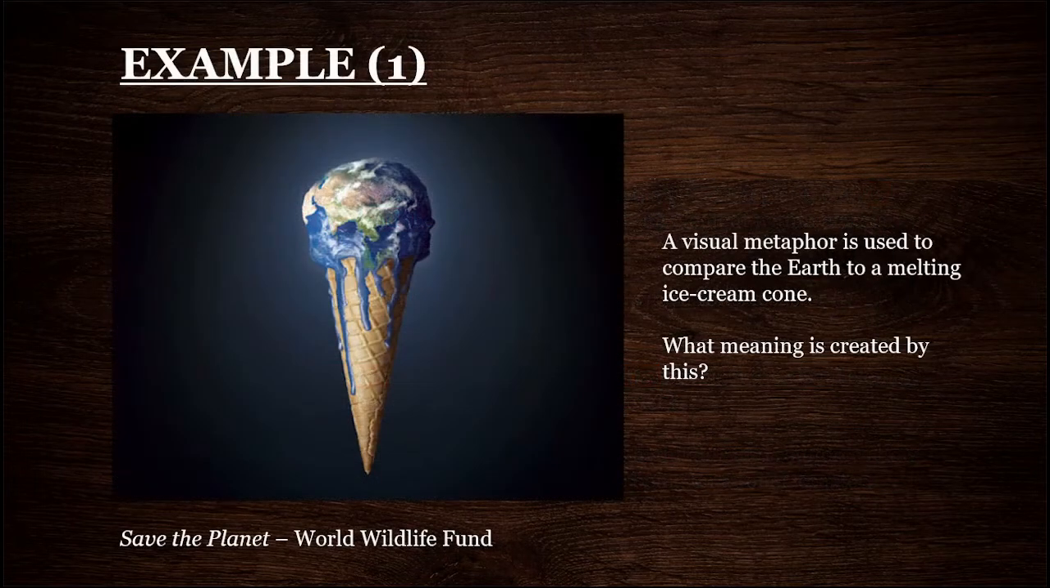Okay, anyways, so if those examples weren't enough, we're going to have a look at some more examples. So, example one, I got this lovely poster from Save the Planet World Wildlife Fund. So donate to them if you love animals. But anyways, in this case, you can see that a visual metaphor is used to compare the Earth to a melting ice cream cone. Yeah, so that's the visual metaphor, right? Earth is being represented or being compared to a melting ice cream cone.